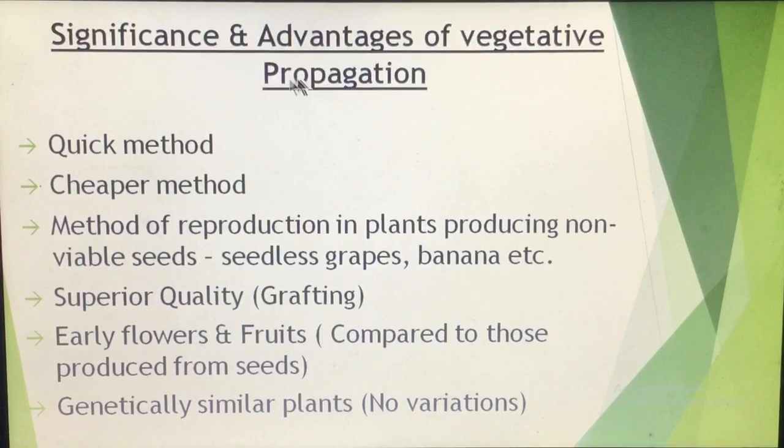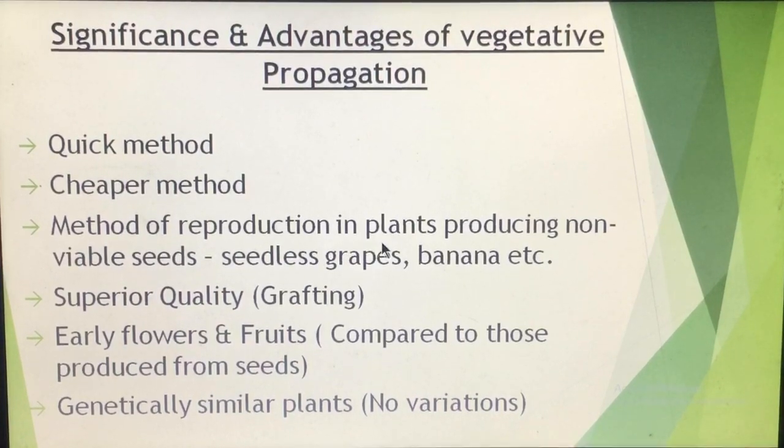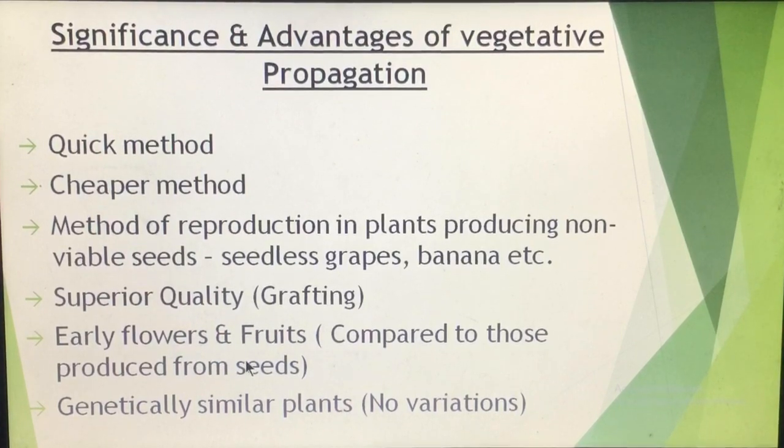Now vegetative propagation is a very quick method, it is quite economical, a cheap method, and the plants which are produced from this vegetative propagation show early flowers and early fruits. ये जो vegetative propagation से हम plants उगाते हैं, they give early flowers and early fruits compared to those plants which are produced from the seed.